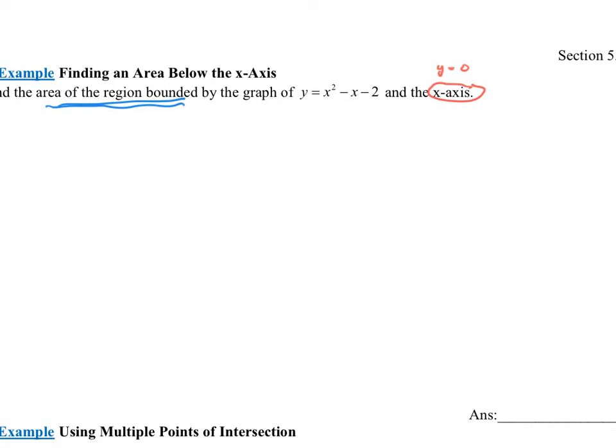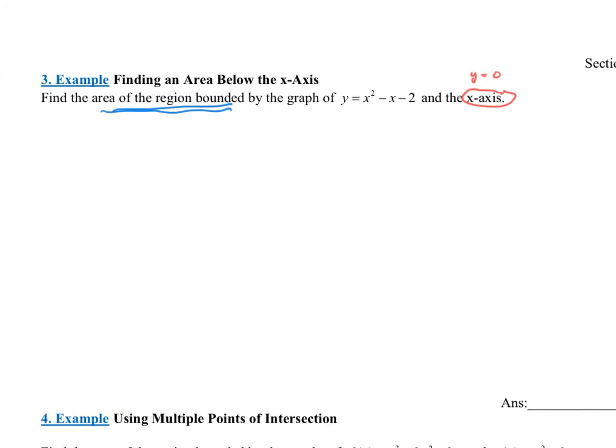Again, we're not given our limits of integration here. We don't know what a and b are, so to find those limits of integration, we need to set those two functions equal to each other and solve. So in this case, we're setting x squared minus x minus 2 equal to the second function, which is 0, and solving.